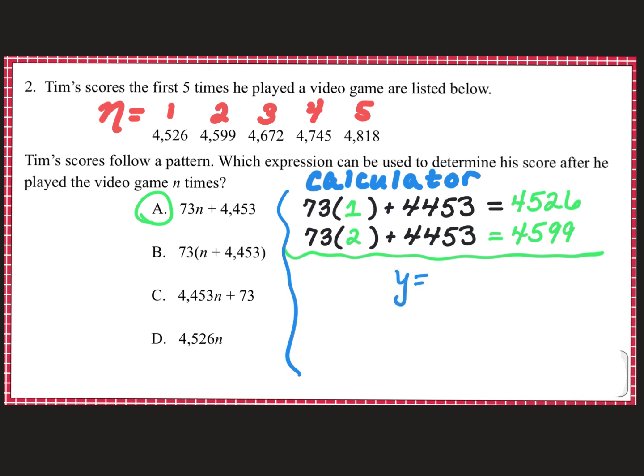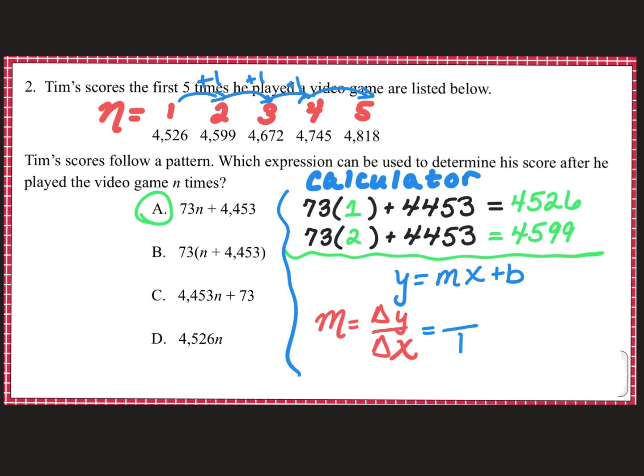All the patterns you encounter on the Keystone exam should follow a linear pattern, which means they can be written in the form of y equals mx plus b. So remember, m is your slope. So if you calculate the change in y over the change in your x value, as I look at the pattern, I'm looking how much do the x's go up, and I see that they go up by 1 each time. Then I analyze how much do the y's increase by each time, and I see that they're increasing by 73. Therefore, the slope of my pattern would be 73.